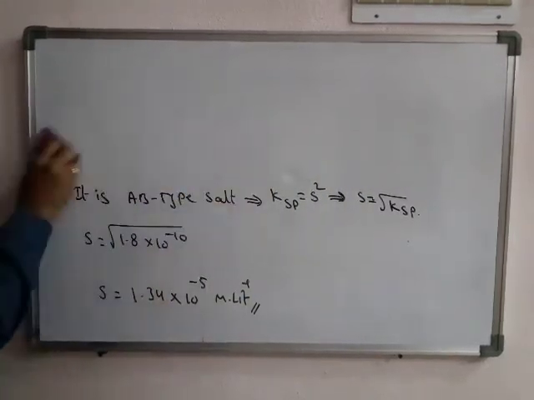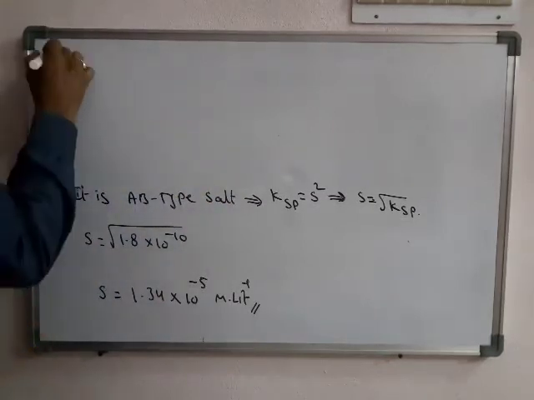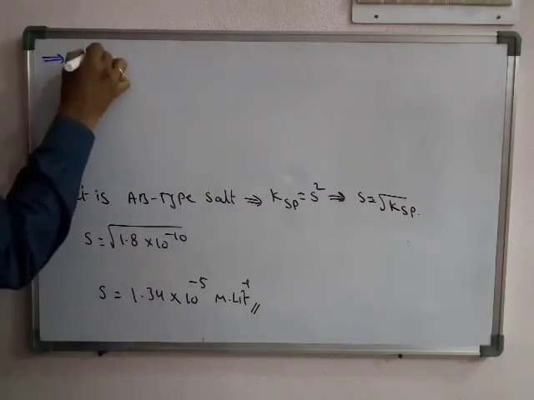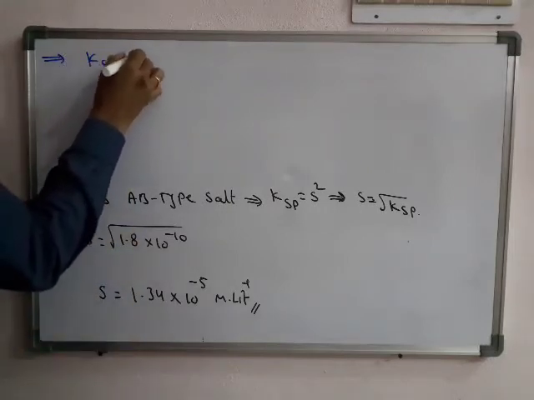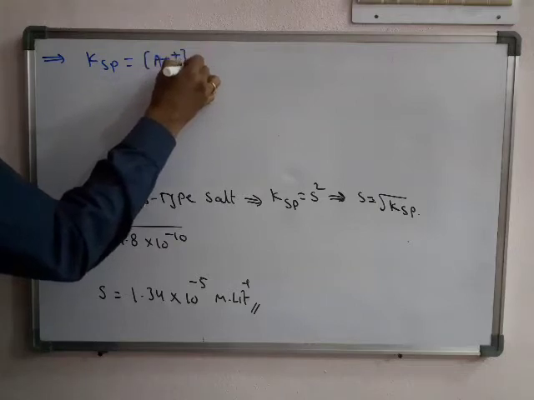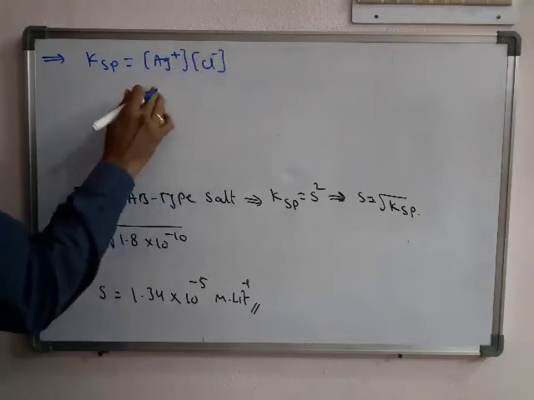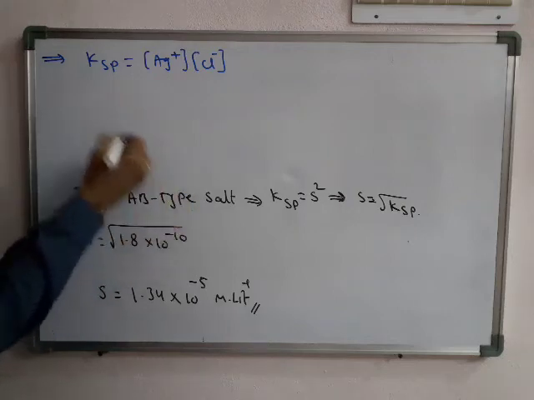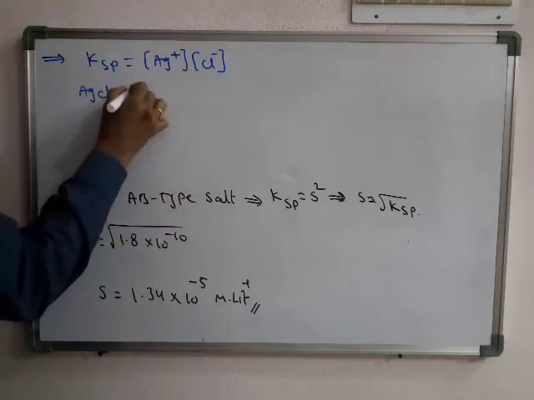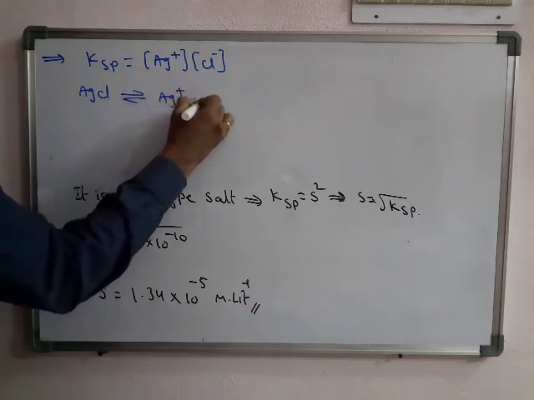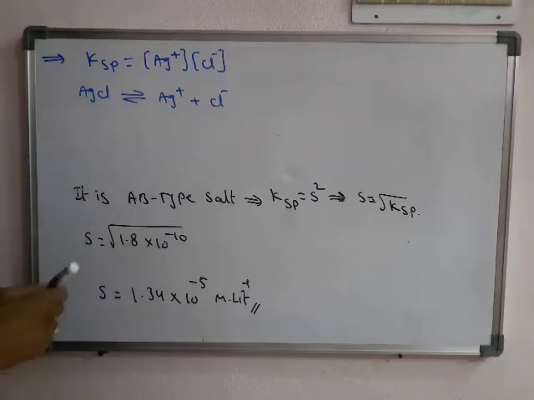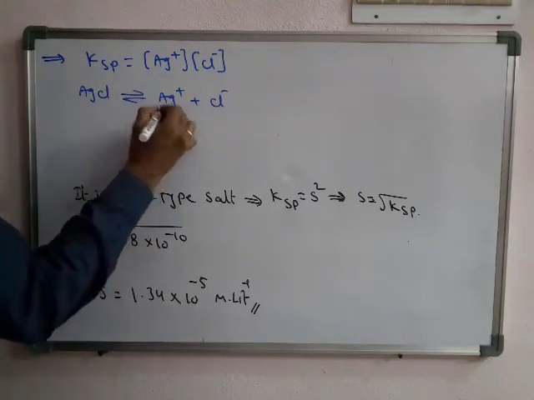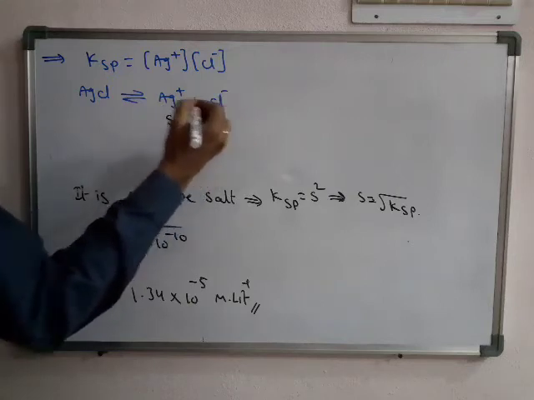So we know that, what is the Ksp actually? The Ksp is equal to the Ag plus concentration times the Cl minus concentration. Both are 1 mole each because AgCl decomposes in 1:1 ratio. Ag plus and Cl minus, what is its solubility? So here it is 1 mole, so we can write 1s. It is also 1 mole.